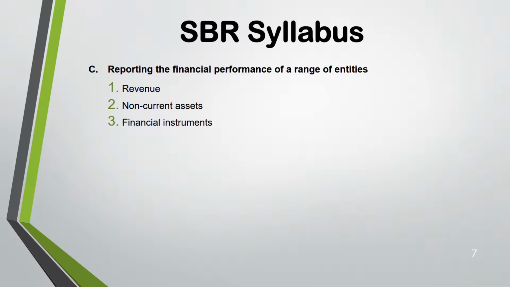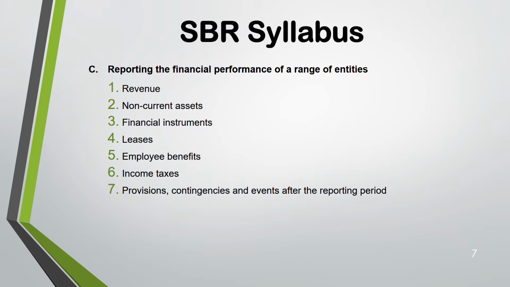Then we have financial instruments, IFRS 7, IFRS 9 and IAS 32. Then we have leases, IFRS 16, employee benefit, IAS 19. By the way, employee benefit is not covered in FR, it's there in SBR. Then income tax, IAS 12, provisions, contingencies and events after the reporting period, that is IAS 37 and IAS 10. Then we have share-based payment. Again, this is not there for FR students. It is IFRS 2. Then fair value measurement, IFRS 13.